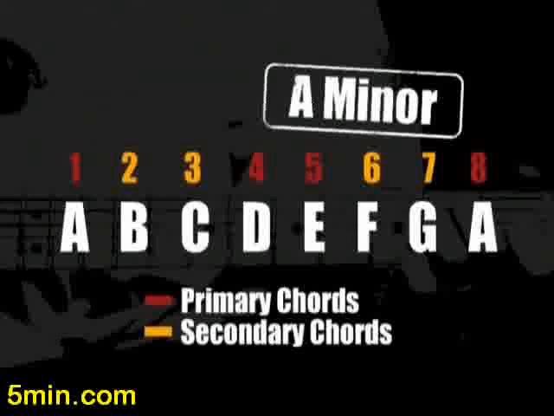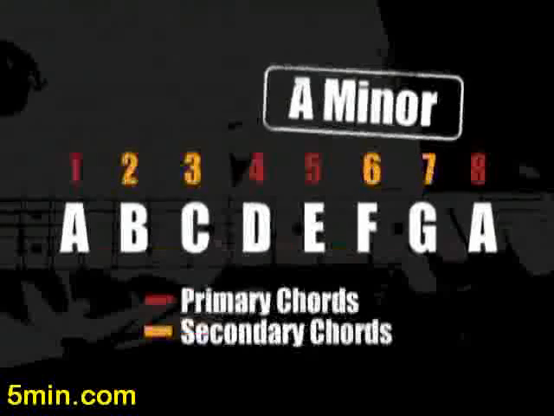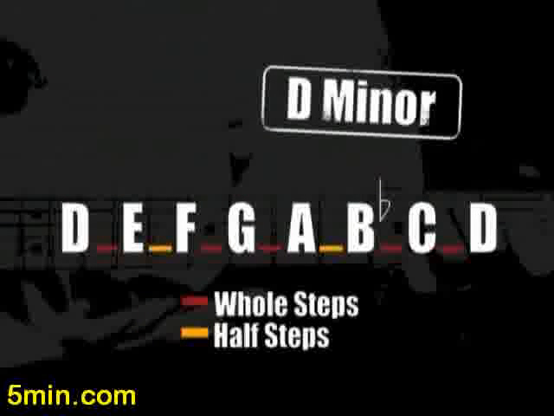Let me show you another example in the key of D minor. Again, we want a whole step, a half step, 2 whole steps, a half step, and 2 more whole steps. So D to E is a whole step. The distance between E to F is a natural half step. F to G is a whole step. G to A is a whole step.